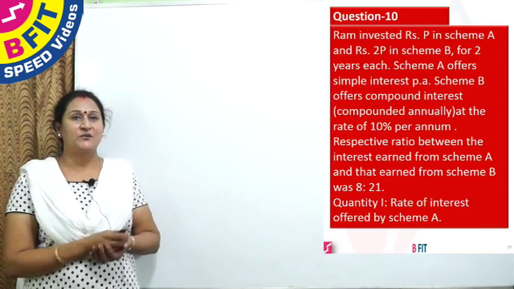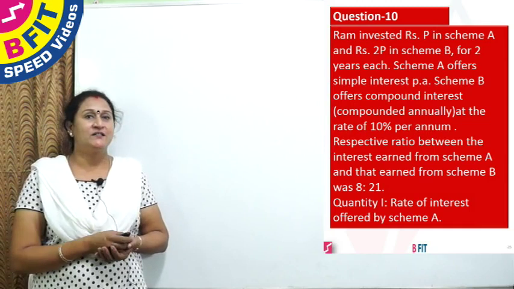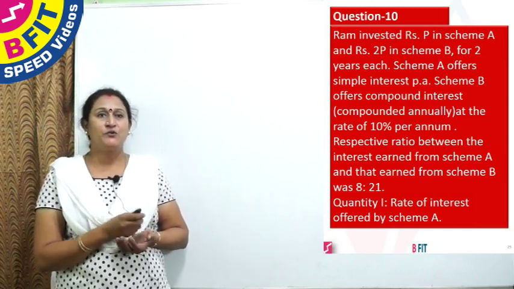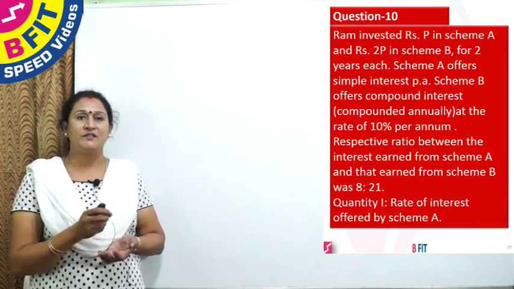So we'll see the next question. The question is, Ram invested rupees P in scheme A and rupees 2P in scheme B for 2 years each.